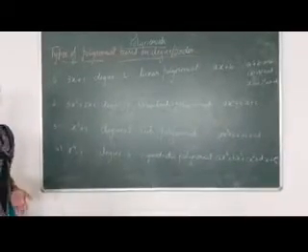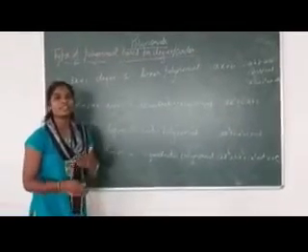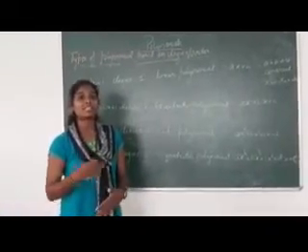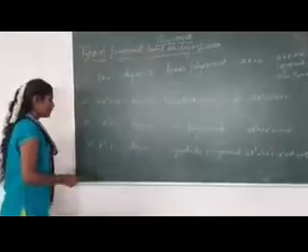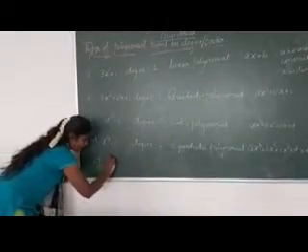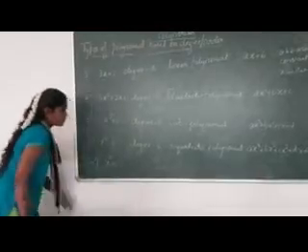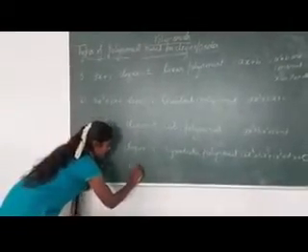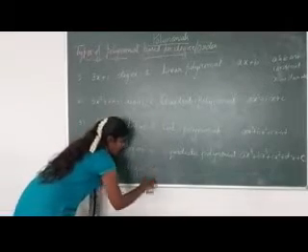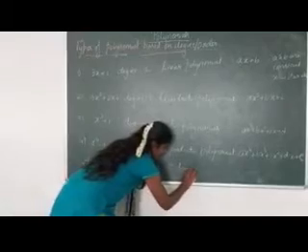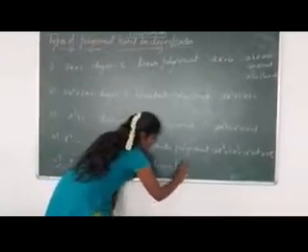Suppose the degree is 5, we call it a 5th degree polynomial. If the degree is 6, we call it a 6th degree polynomial. Suppose you have an expression with degree n, such as x to the power of n plus 1, we call it an nth degree polynomial. Again here the degree is n, so we call it an nth degree polynomial.